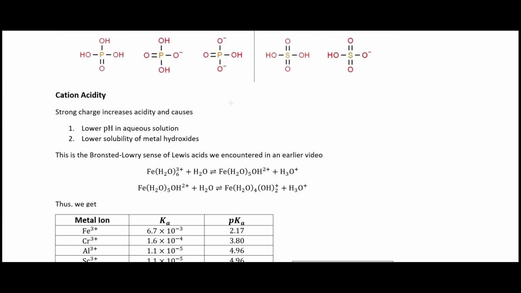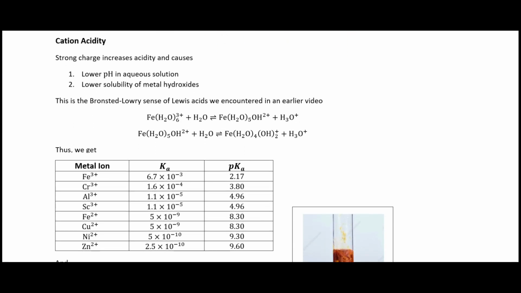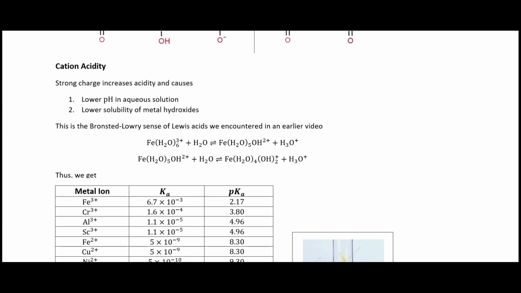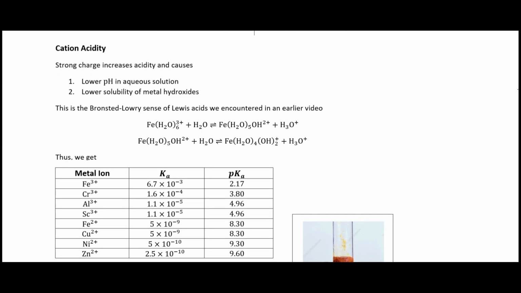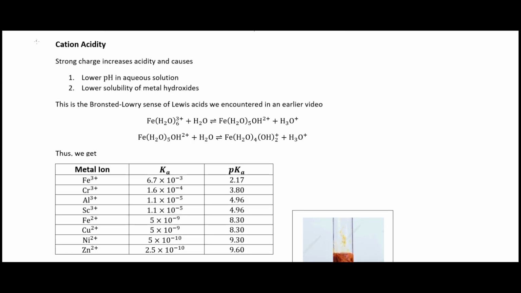And so then we can also look at cation acidity. So remember, these cations are Lewis acids, and so we can look at the acidity of these Lewis acids. A strong charge increases the acidity and causes a lower pH in an aqueous solution, but also lower solubility of the metal hydroxides that result.